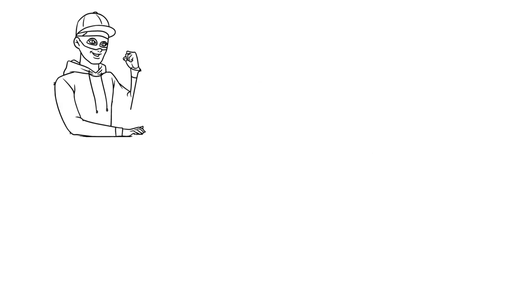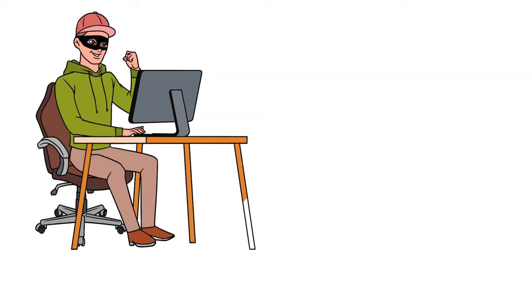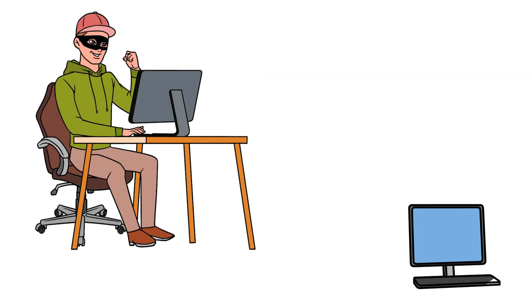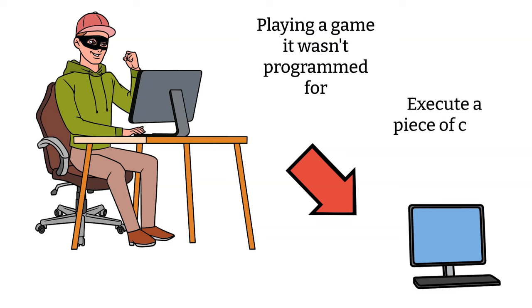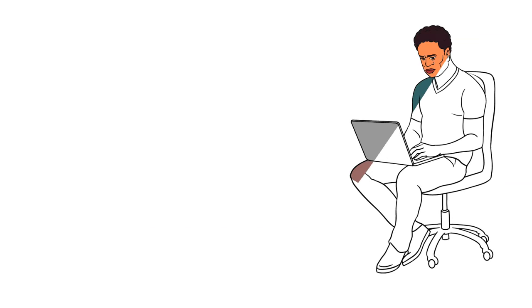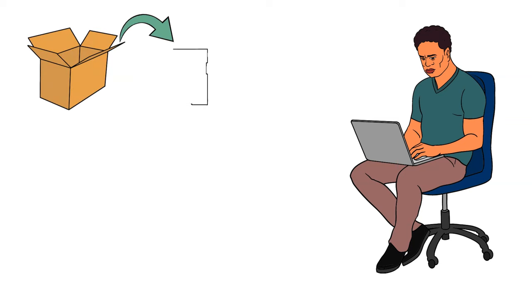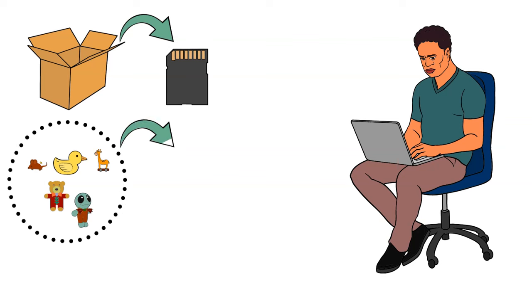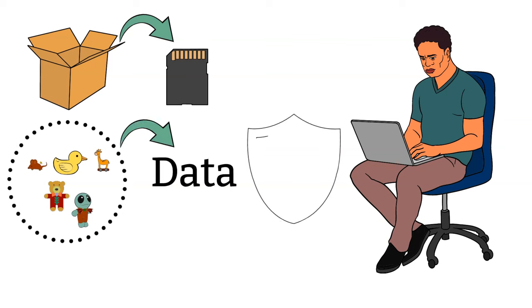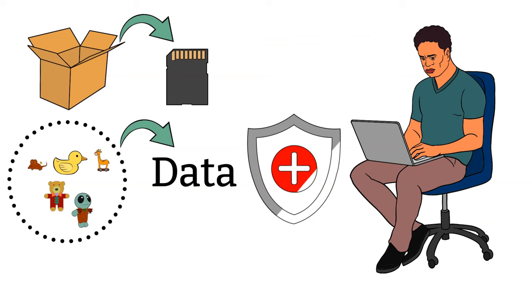If someone with bad intentions does this on purpose, they might be able to make the computer do things it's not supposed to do, like playing a game it wasn't programmed for, or they might execute a piece of code remotely. That's why software engineers work hard to make sure the toy boxes, basically the buffers, in programs are only filled with the right amount of toys, you know, data, and nothing extra, to keep everything running smoothly and safely.